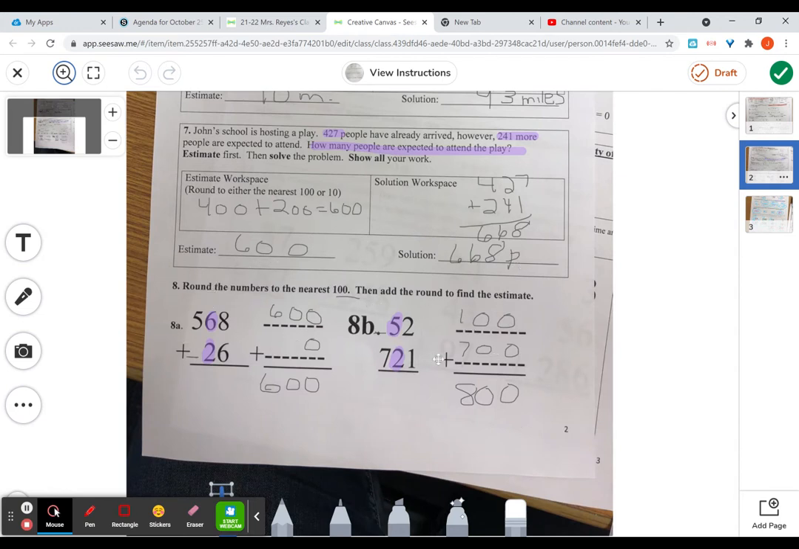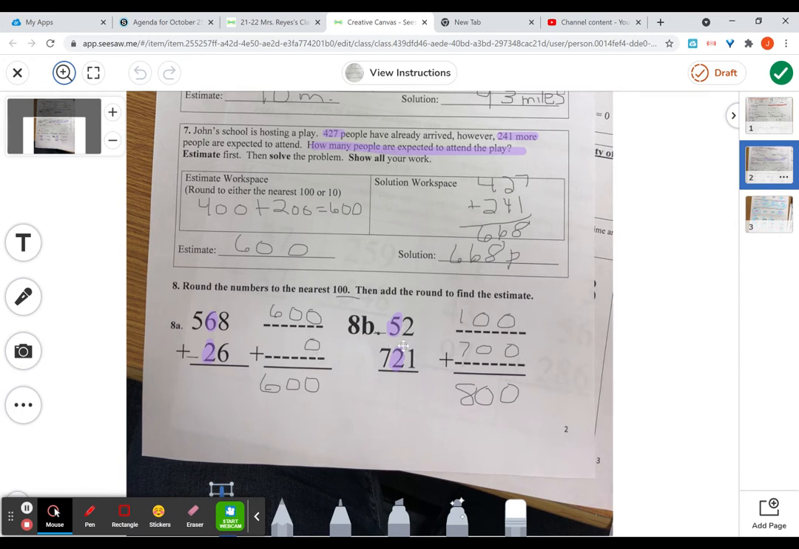So I have to round 8A and 8B to the nearest 100. 568 is going to round to 600. My 6 tells the 5 you're rounding up. And you can see here in my 26 that the 2 is the one that's highlighted because I don't have 100. So the 2 is going to tell the 100 you're going to round down to a 0. If for some reason you end up rounding by tens here, that's fine as well. So that would be 600 plus 30, which would be 630. So either way is okay.